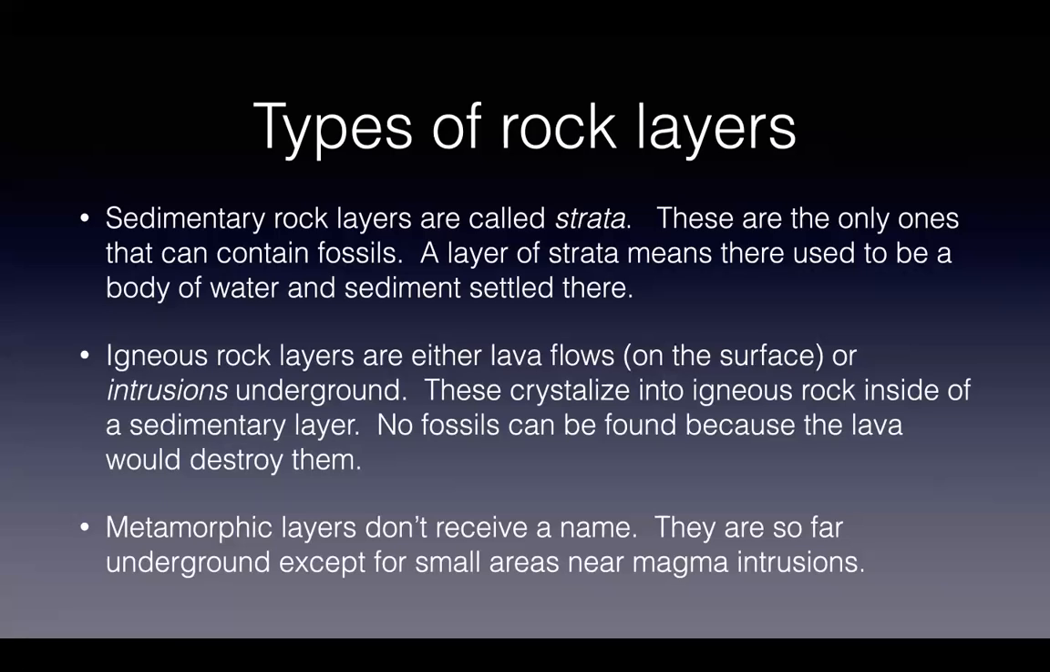The problem with that is you cannot find a fossil there. And it's pretty obvious why, but lava or magma is much, much, much too hot for the fossils to survive. They would be burned up. So intrusions actually are not incredibly useful to study history. Now, metamorphic layers don't really receive a name. They're so far underground, except for tiny, small little areas near magma intrusions. So we really don't have a fancy name for a metamorphic layer.